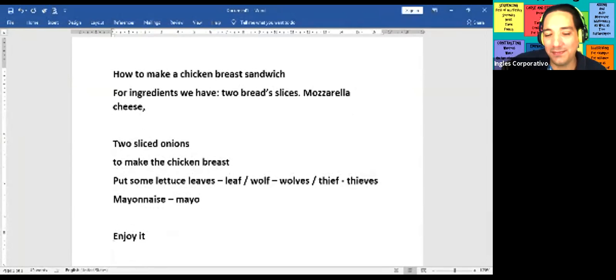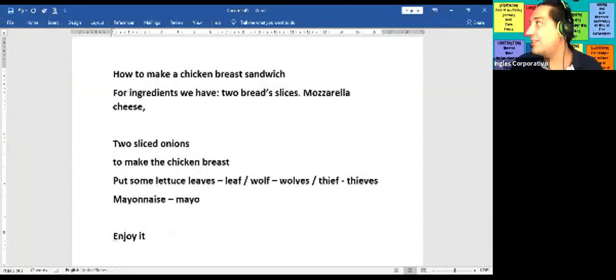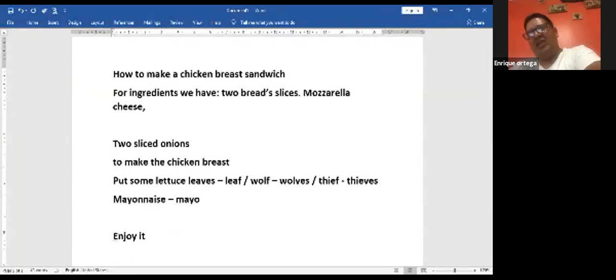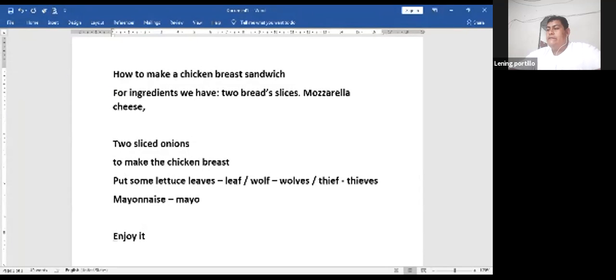Mayo, mayo, en lugar de decir mayonnaise. Y luego la pronunciación, en la voz: enjoy it.